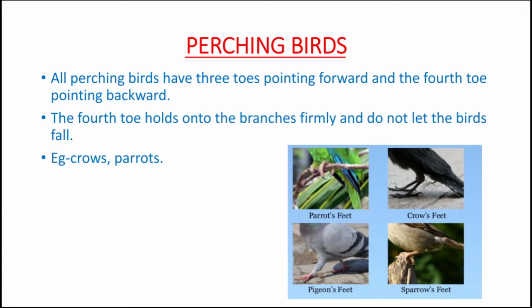Children, sometimes the birds sleep also while sitting on the branches, but they never fall. What's the reason? This is the reason. The fourth toe holds onto the branches so tightly that they do not fall. Examples of perching birds are crows and parrots.